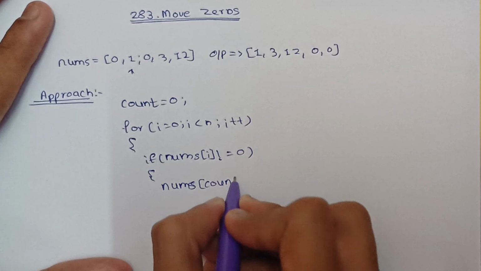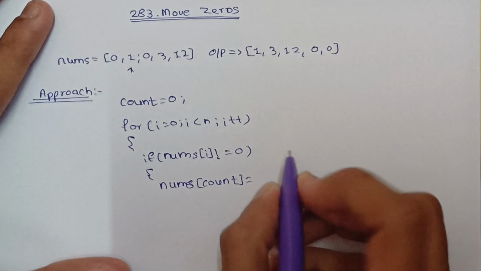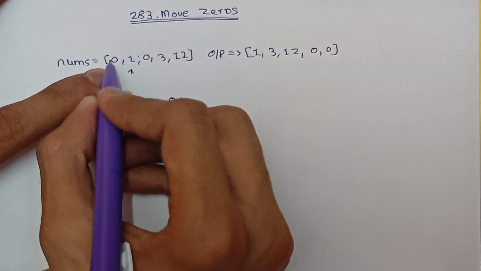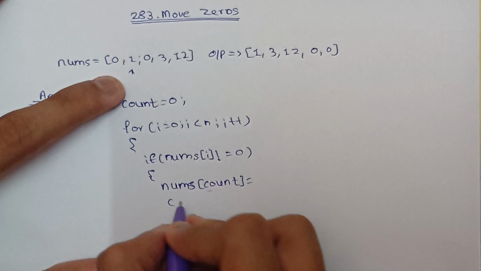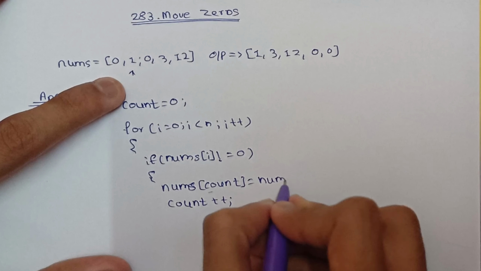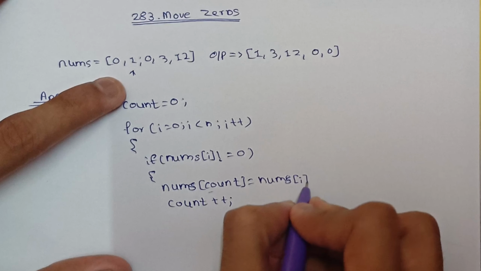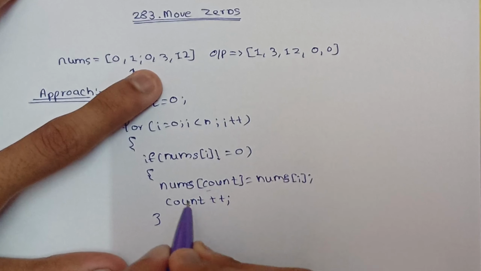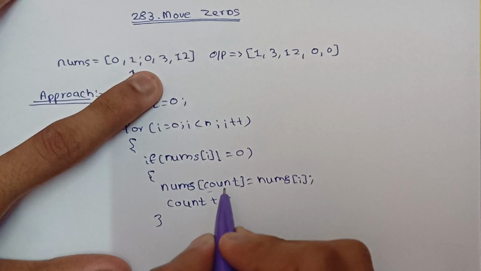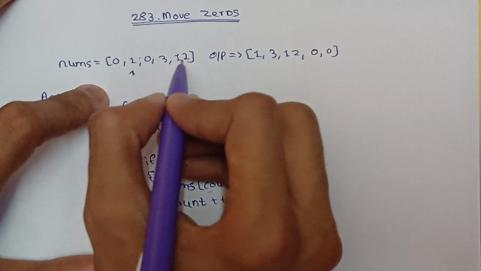That element goes at the count index. The count index is now 0, so the element will shift here. Now we will increment count. If count is incremented, then count will become 1. Now when we find the next non-zero element, we will put it at index 1, since count is 1, at nums of index 1 we put that element. Then it will come here and here.